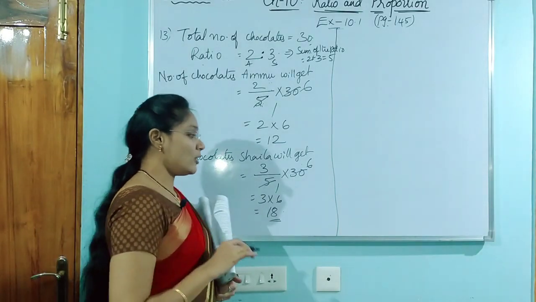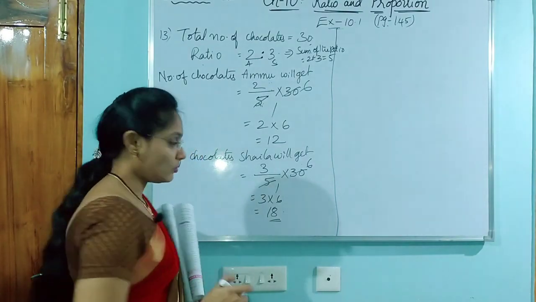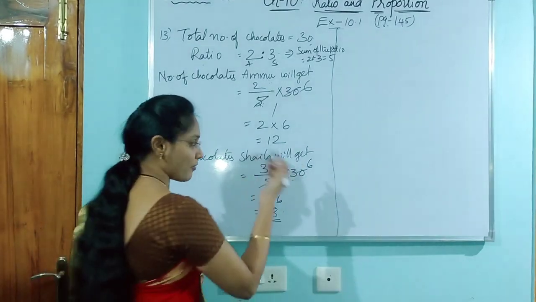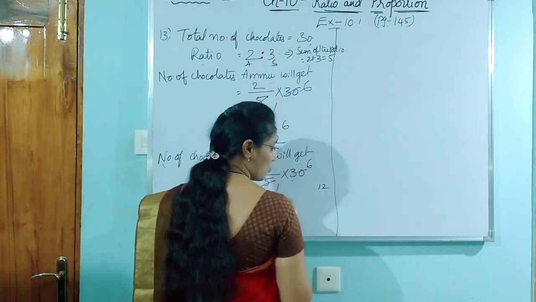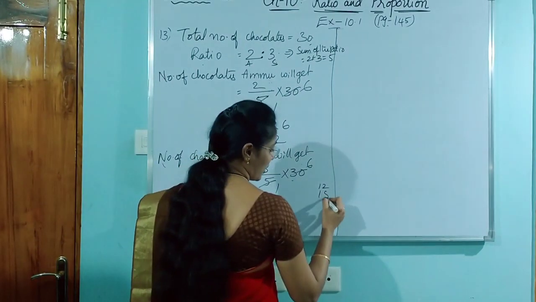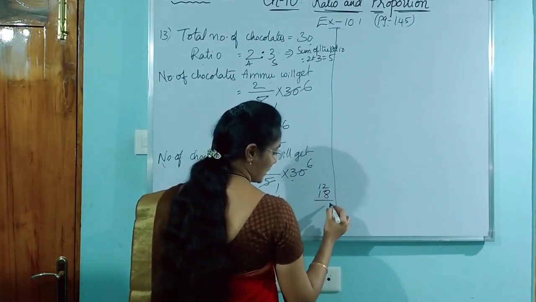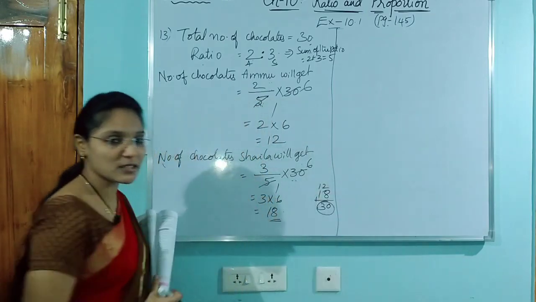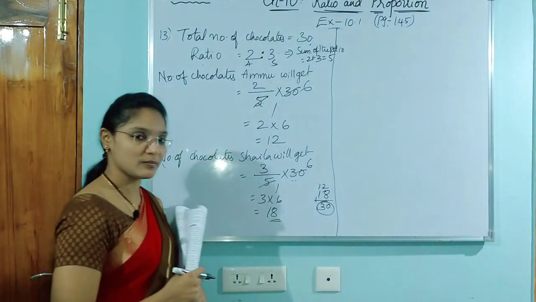So if you get any doubt whether your answer is correct or wrong, if you add those two, you should get the data which they have given. Okay, so Ammu will get 12, Shaila will get 18. So 12 plus 18 is 30. I got the same only, so my answer is correct. Like this also you can cross check. Am I clear?